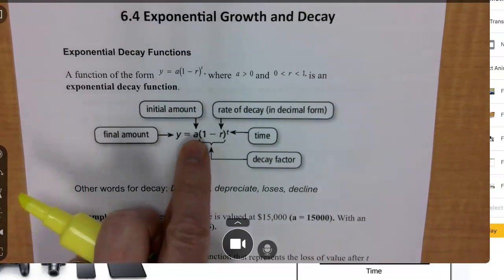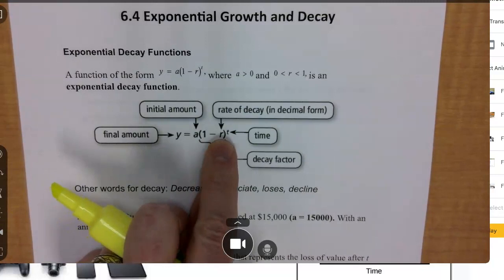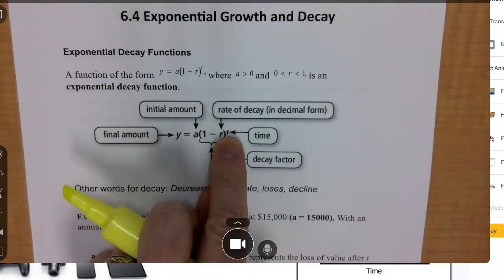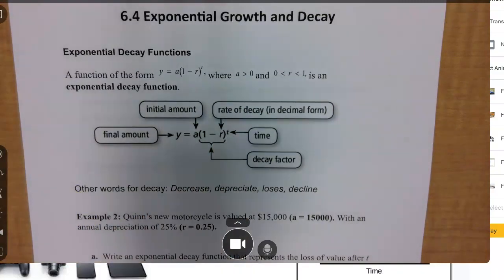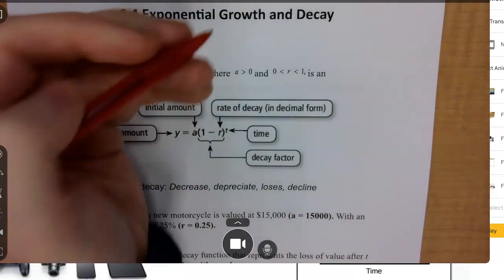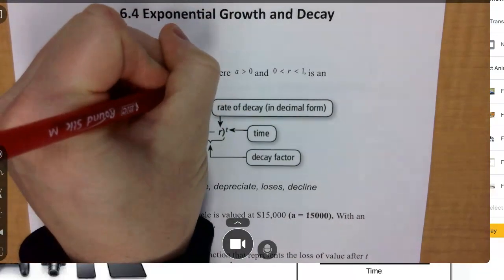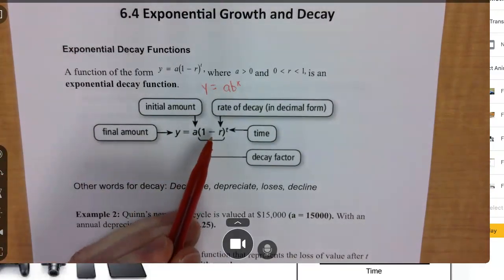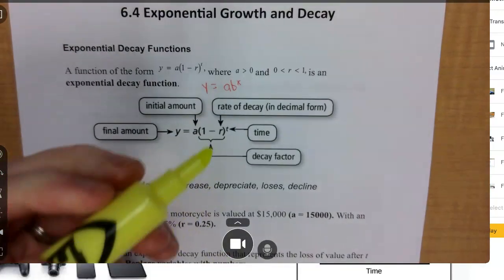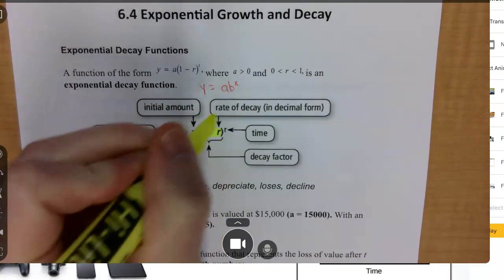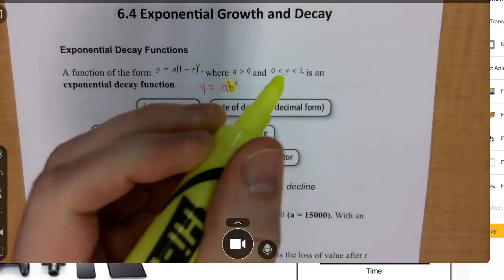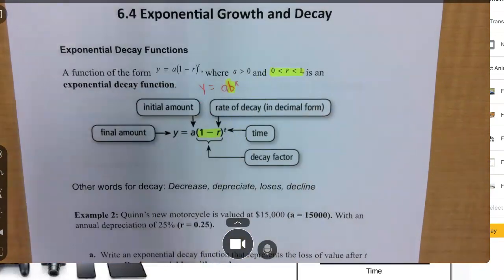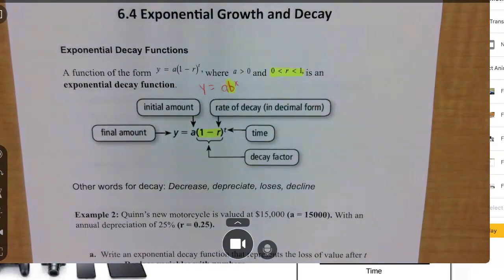So we're still going to have an initial amount. We're still going to have a rate. We're still going to have t for time. But now, if you think back to y equals a times b to the x, well, if we subtract a number in here, now your b value is going to be between 0 and 1. And that's going to lead to an exponential decay.